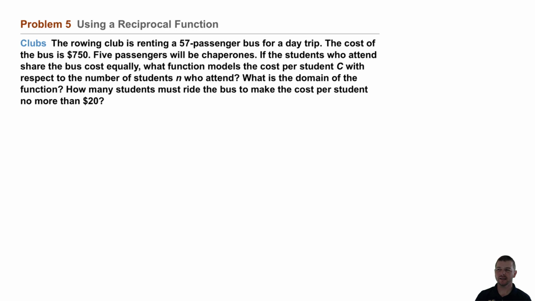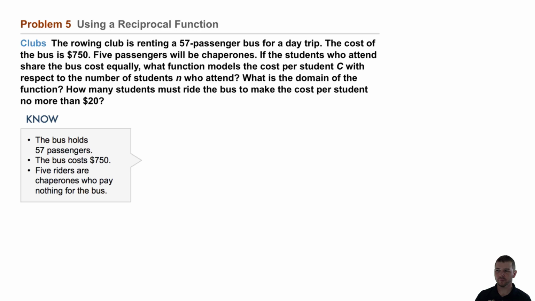If the students who attend share the bus cost equally, what function models the cost per student C with respect to the number of students N who attend? What is the domain of the function? How many students must ride the bus to make the cost per student no more than $20?